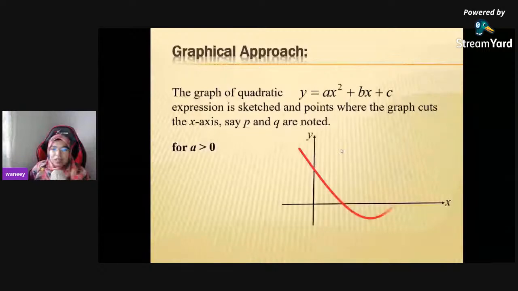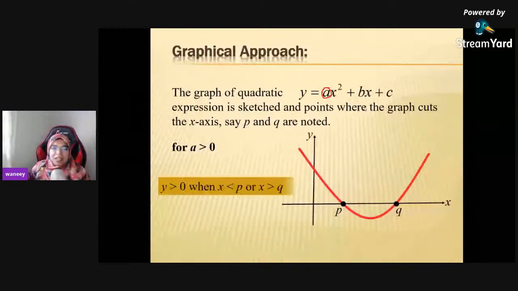Okay, and then we're gonna sketch the graph. So basically, if let's say a is greater than 0, so the coefficient of x squared is greater than 0, that simply means we're gonna have a smile graph. So for a smile graph, y is greater than 0 whenever x is less than p or x is greater than q. So do check, this is the graph.